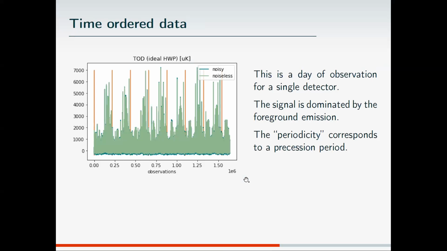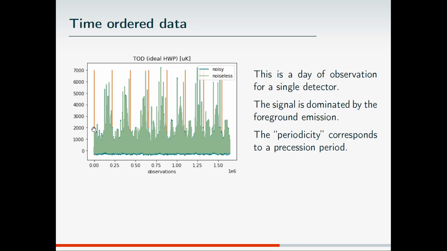And here I'm showing the comparison of the noisy, so noiseless plus noise, and noiseless TOD. There is no dipole in this plot. This is just the time-ordered data for a single detector after a day of observation. And we see the noise is most visible here in the bottom, while on the top part, the signal is dominated by foreground. So the darker green is almost invisible. You can only see a bit here.